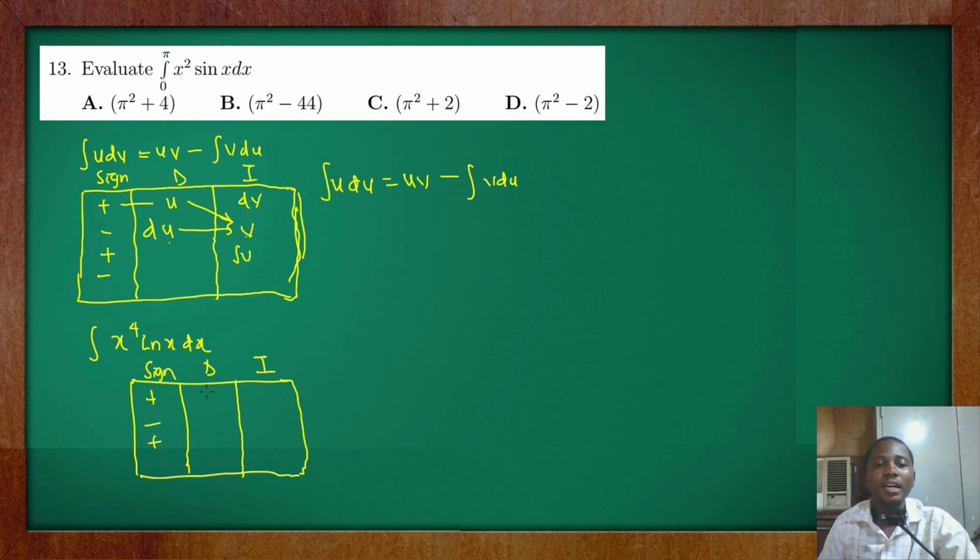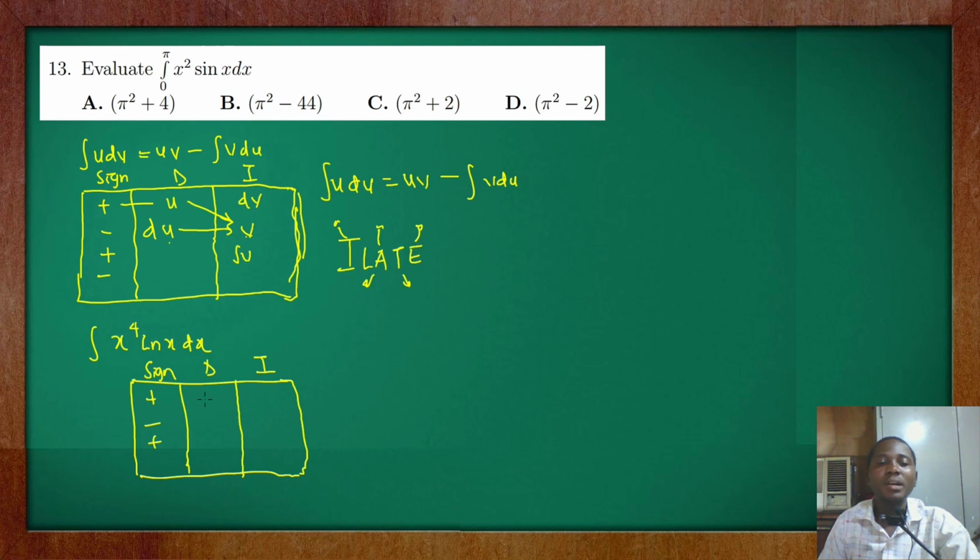Now our d is our choice of u. From your normal integration by parts class, we use the word ILATE to determine our choice of u. So anyone that comes first will become our u. This I stands for inverse function, this L stands for logarithmic function, this A stands for algebraic function, this T stands for what? Trigonometric function, and this E stands for what? Exponential function.